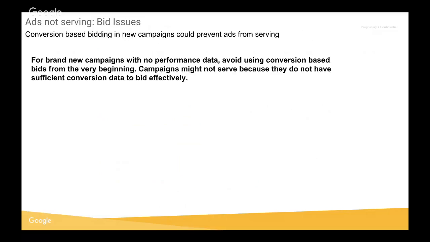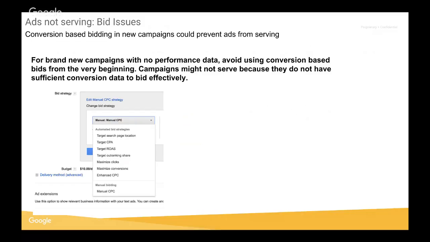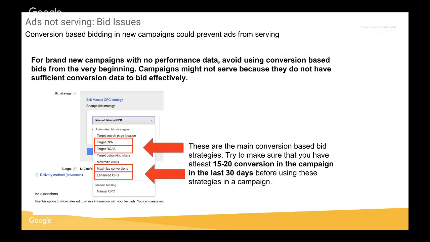For brand new campaigns with no performance data, avoid using conversion-based bids from the very beginning. Campaigns might not serve because they do not have sufficient conversion data. This actually can happen with new campaigns. Oftentimes when people set up new campaigns and they just want conversions, you might be tempted to set one of these four conversion-based strategies from the get-go. But we highly discourage you from doing that, because if a campaign doesn't have enough conversion data, it might not be able to serve effectively on a conversion-based bid strategy.